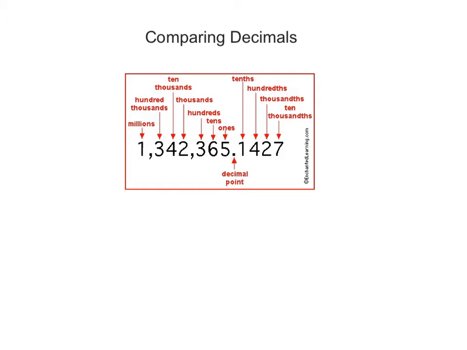As you move from one place value to the next, going to the left, how many times bigger is the next place value than the previous one? In other words, how many times bigger is the tens than the ones? How many times bigger is the hundreds than the tens? Or the thousands and the hundreds? Well, if you said 10, then you're correct.